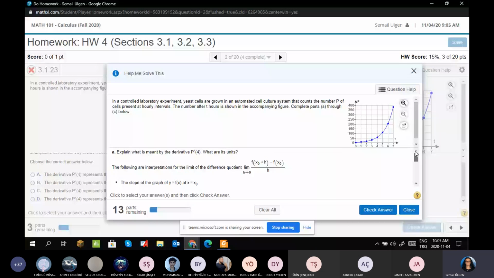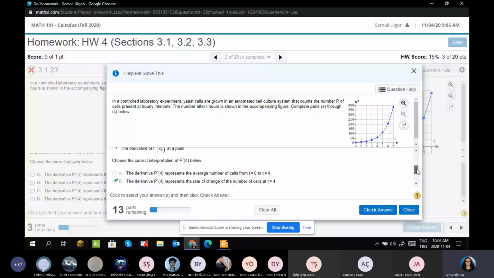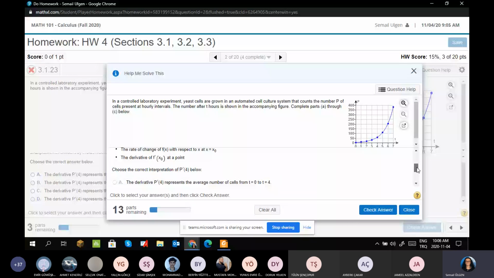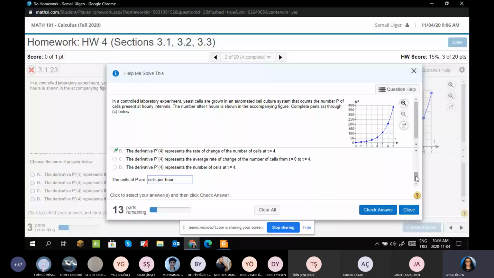Delta Y. Okay, let's read this carefully. Just a sec. Choose an interpretation of P prime, and it's the derivative, right? Delta Y over delta X. So delta Y is what? Number of cells over delta X. Delta X is the time that has passed because it says number after T hours. And I think this is right.